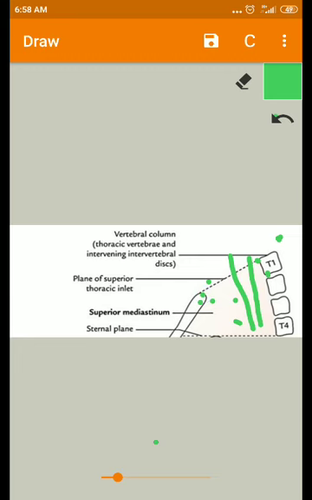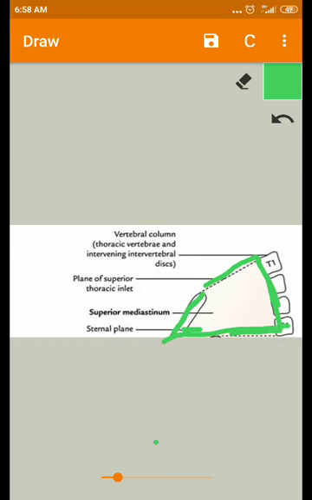Those structures we are going to see in the next video. So these are the boundaries and the major structures passing through this superior mediastinum. So what are the borders? The superior mediastinum, anteriorly it is bounded by manubrium sterni, posteriorly by the upper 4 thoracic vertebrae, superiorly by the plane of thoracic inlet, and inferiorly by an imaginary line passing through the sternal angle to the lower border of T4, which separates the superior mediastinum from the inferior mediastinum.